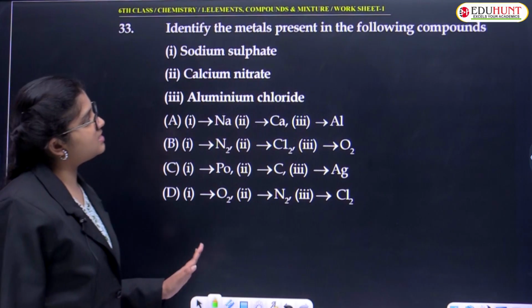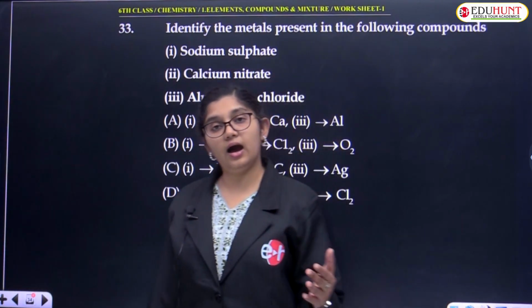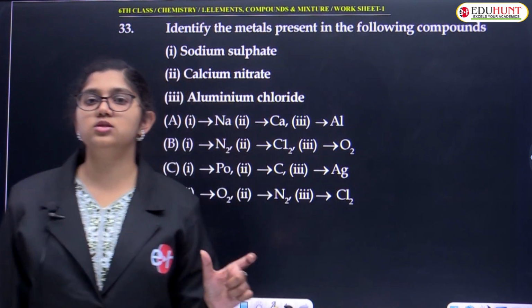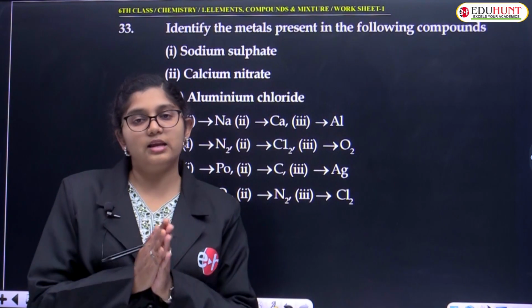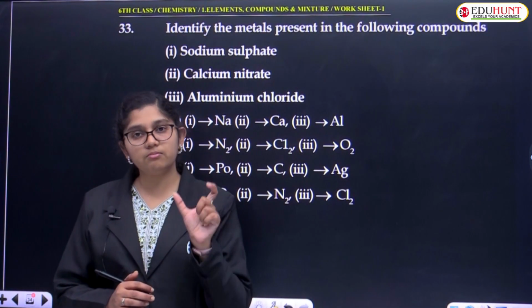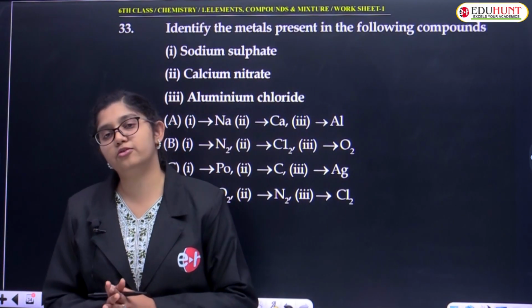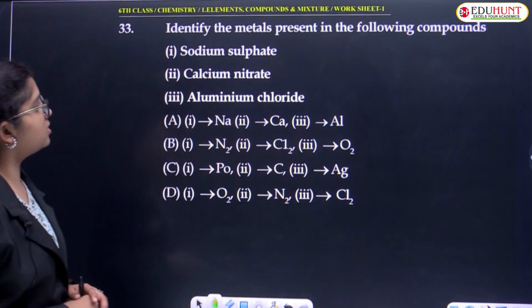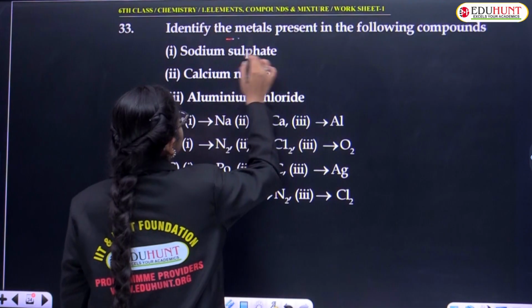Identify the metals present in the following compounds. Children, look at the question carefully. The question is being asked repeatedly, right? You have to focus on the metals which are present in the particular compound. When metal elements combine chemically in a compound, you have to remember what are metals and what are non-metals separately. Then you can clearly identify the metals.